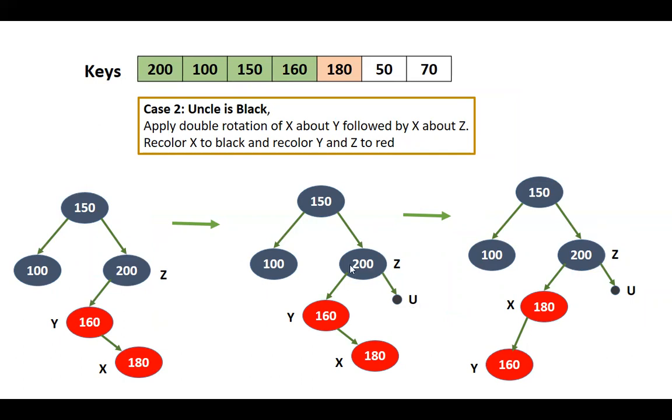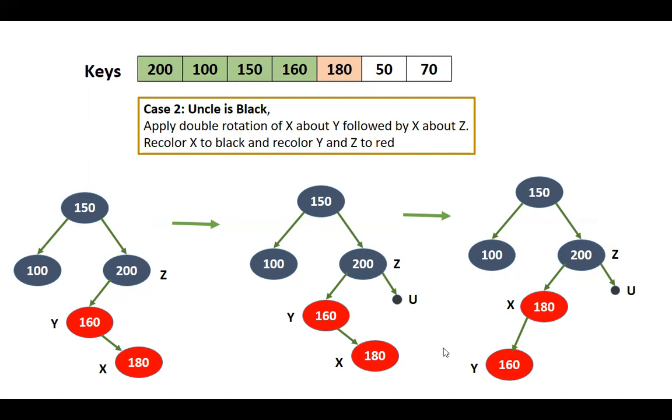So we say uncle is black. And what is the insertion? Insertion is left to right. So what will it require? It will require double rotation, right? Uncle is black, so case 2, it will require double rotation. First time, X will move up, right? X will rotate towards Y. X will move up, Y will become its left side. Right? X moved up, Y became its left side.